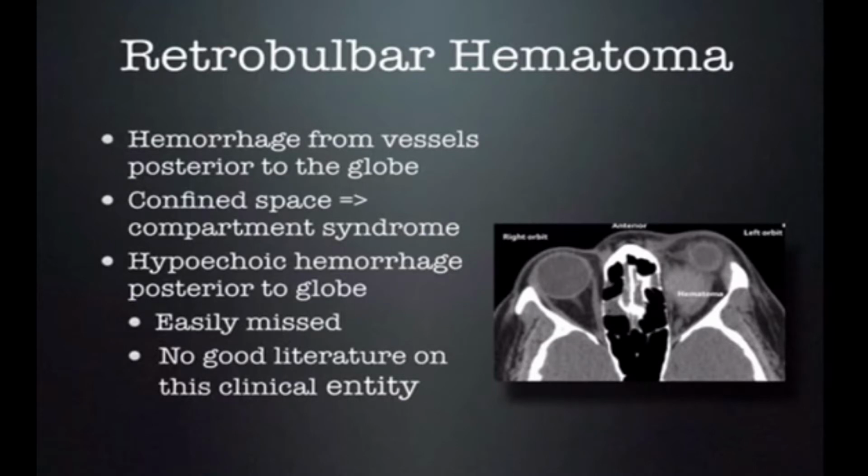This can be easily missed on ultrasound, this hypoechoic blood in the posterior chamber. The reason it can be easily missed is because they are both hypoechoic areas. There's really not good literature on the sensitivity of ultrasound for this diagnosis, so use it with caution. If you see something, it may be there, but you really should suspect this clinically and then proceed to CT scan if you need to.